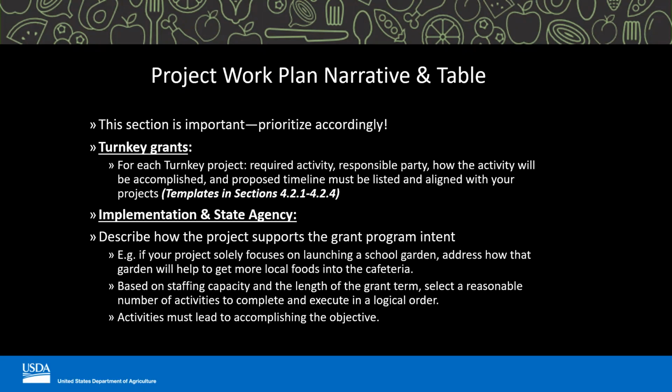Please note that the implementation track and state agency track are separate grant tracks, each with its own unique eligibility requirements, including eligible activities. All proposed activities must lead to accomplishing the objective mentioned earlier for implementation and state agency applicants. Please ensure that you apply only to the track for which you are eligible. FNS will not consider the application if the applicant submitted to an incorrect or ineligible category.